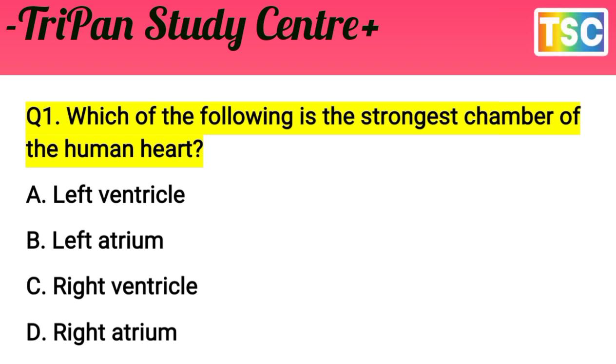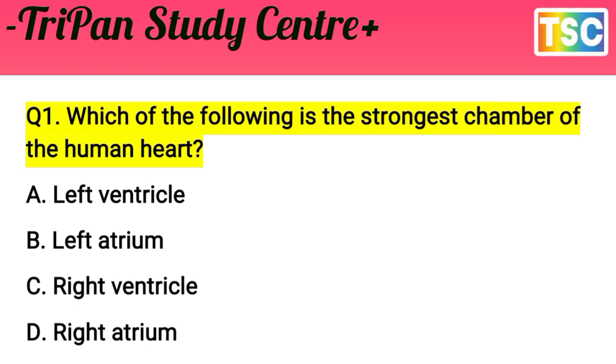Which of the following is the strongest chamber of the human heart? The left ventricle is the correct answer. Option A is correct. Why is option A correct? Because the human heart has four chambers: two atria in the upper half, and two ventricles in the lower half. The left and right ventricles are the stronger chambers.